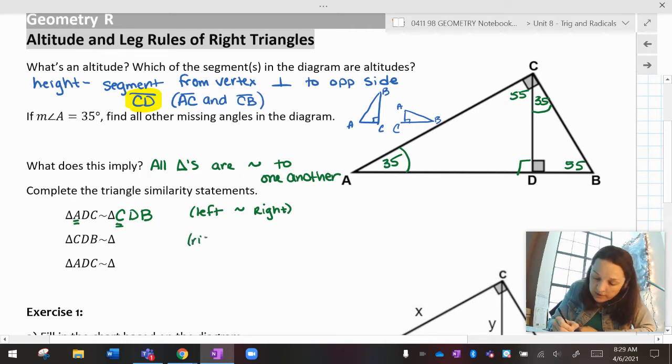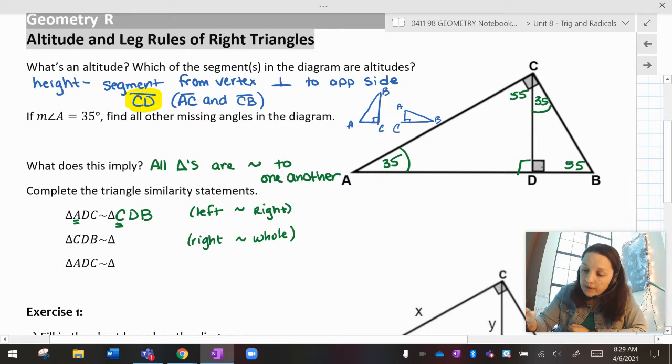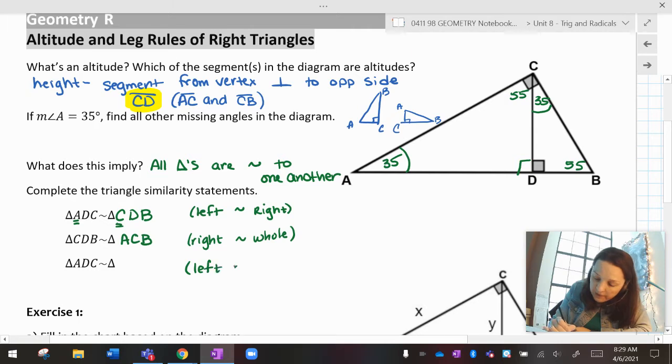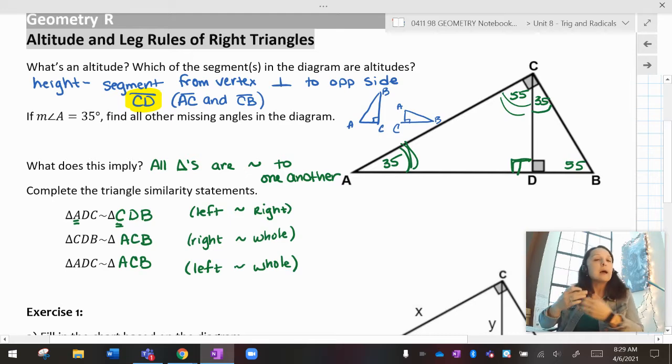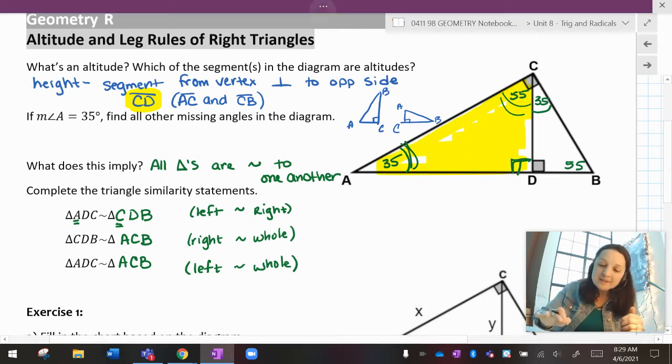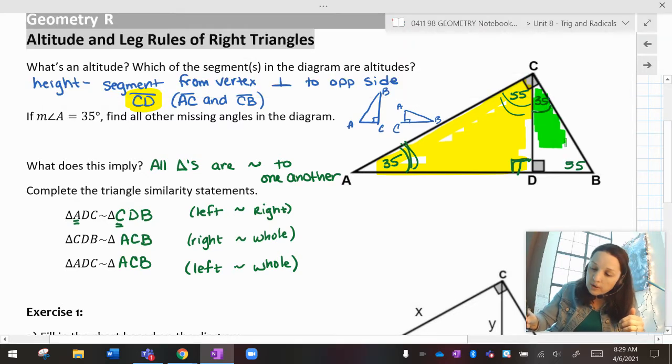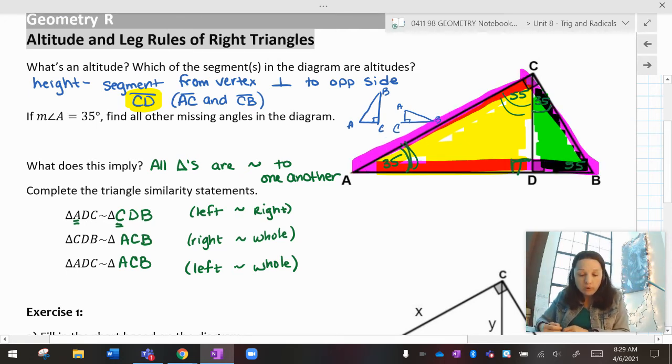CDB, which is the one on the right, can be similar to the whole triangle if I pay attention carefully. So CDB goes 35, 90, 55. If I do that for the entire triangle, that's going to be triangle ACB. And then ADC, which is the one on the left, can be similar to the whole thing. ADC, 35, 90, 55. For the whole thing, that would be ACB. Okay. Again, though, what am I really doing? I am showing that this triangle right here is similar to this triangle right here, and they are both similar to the whole triangle overall. Okay.